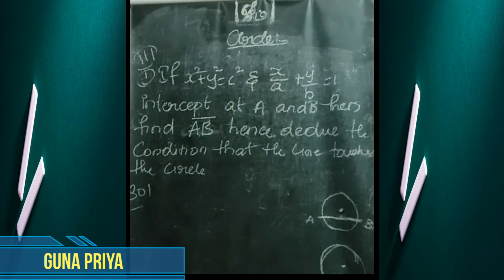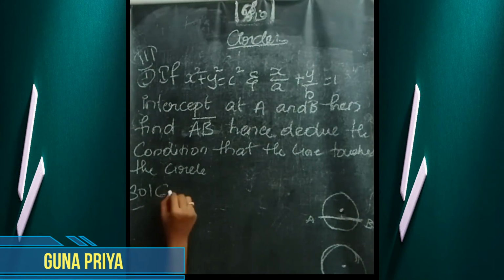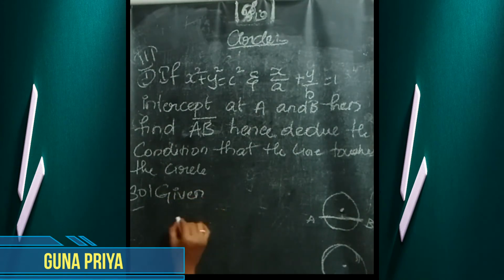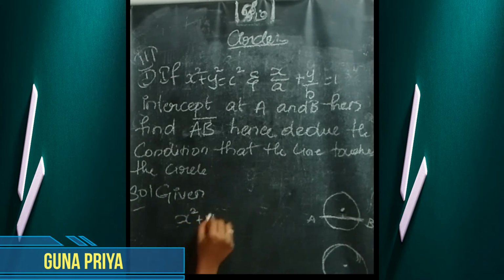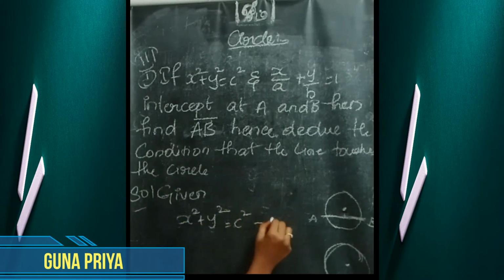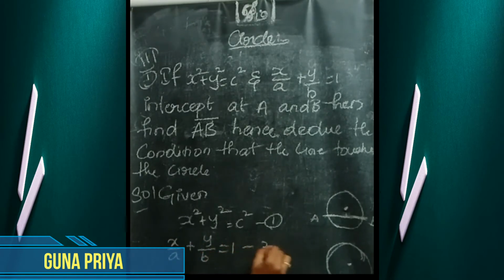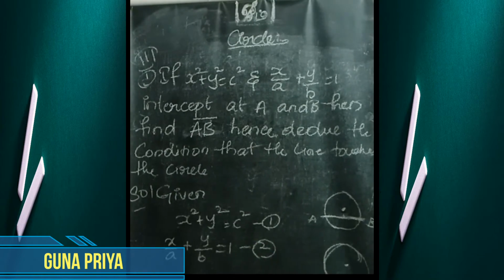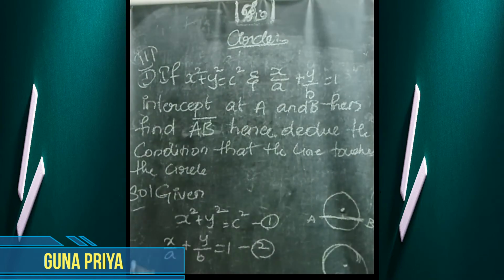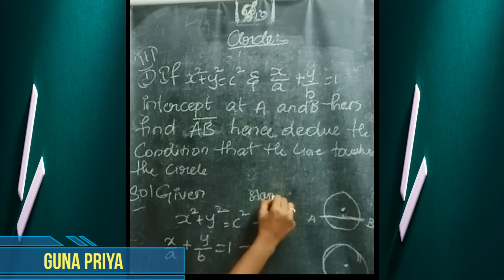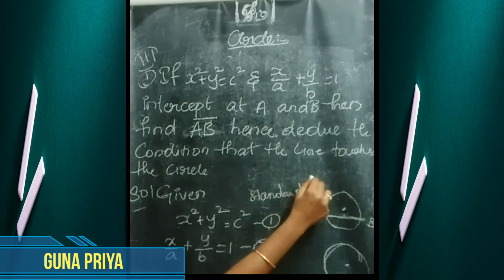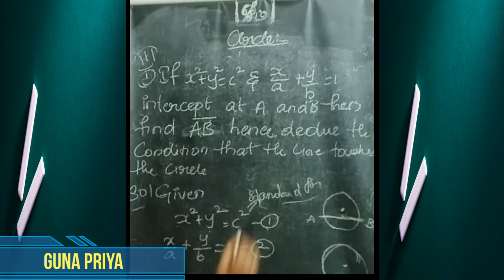Okay. First we'll write what's given. So x square plus y square equals c square. This is the first equation. And x by a plus y by b equals 1. This is the second equation. See here, the first equation is in the standard form, right? This is the standard form of the equation.